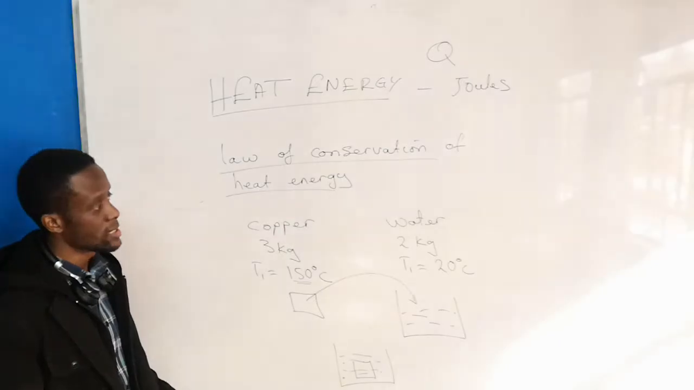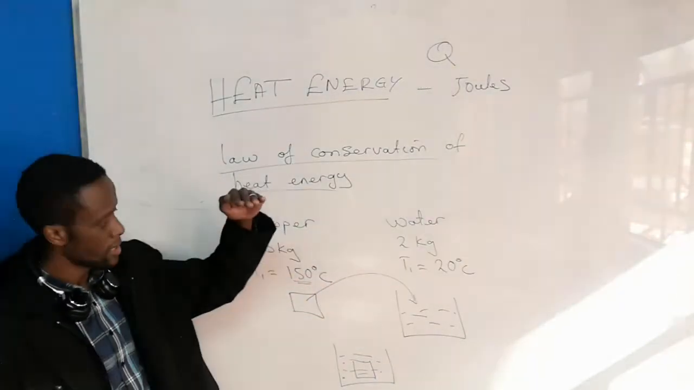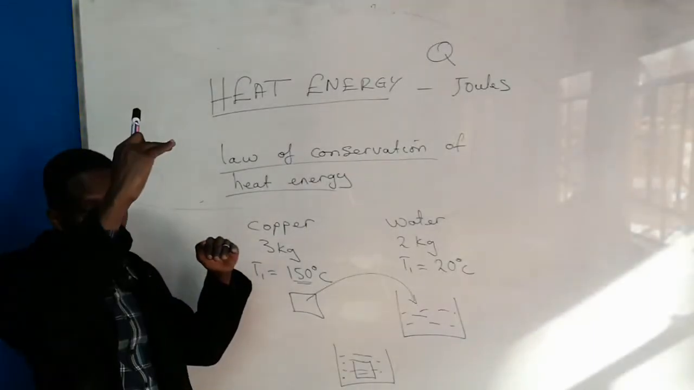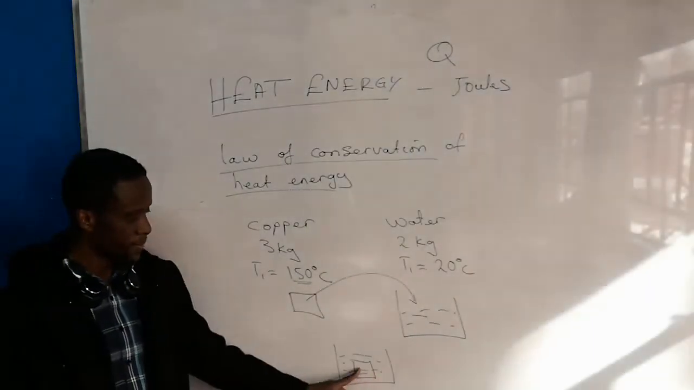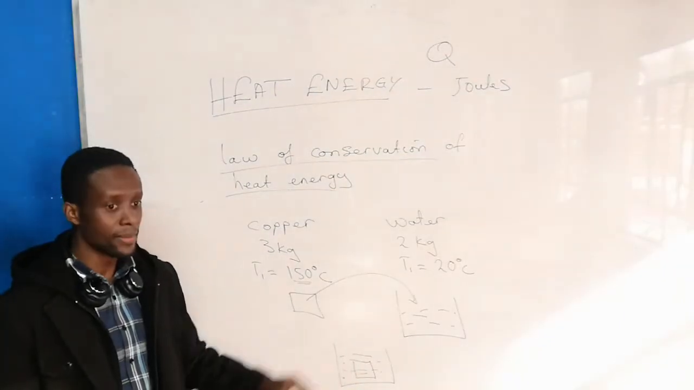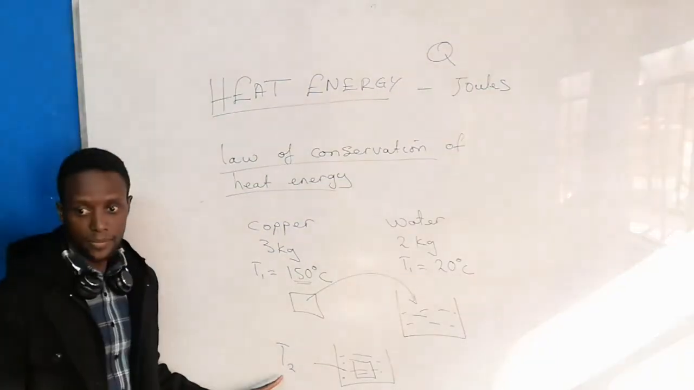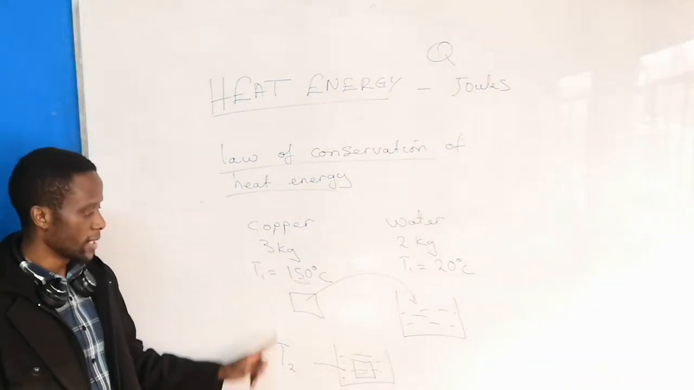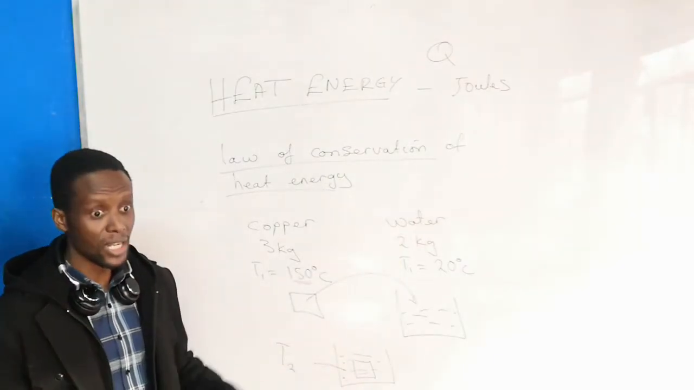Okay, so you have two things. The water at a low temperature, its temperature will rise. The copper at a high temperature, its temperature will reduce. And when they are mixed up like this, they will end up with the same final temperature. The T2 will be the same. The T2 for the copper will be the same as the T2 for the water, because now they are mixed up.